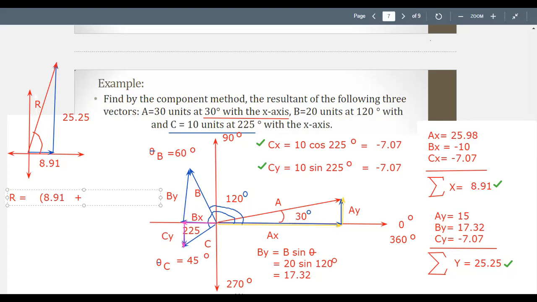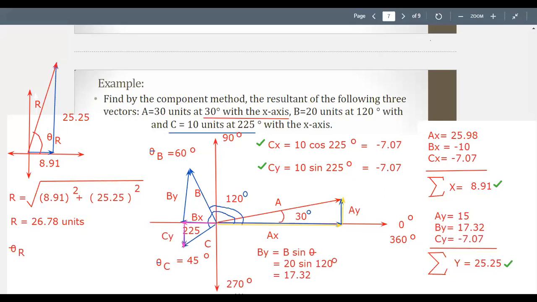If there's a negative sign that you end up with, all you do is square the value and put it inside the parentheses. Then the other one is 25.25, and you put it also in parentheses, squaring it. You square the value and extract the square root. And that's how we get our resultant now.